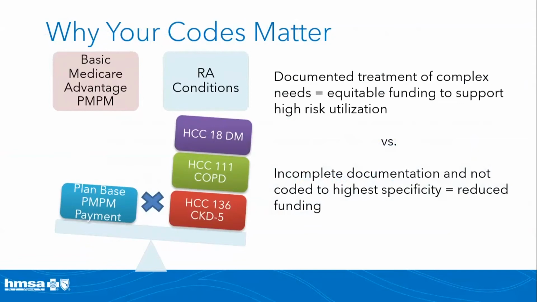The base PMPM is multiplied by the coefficient for each risk-adjusted condition. When there's proper documentation of treatment for the complex needs patient and proper coding, this results in more equitable funding to the MAO to support high-risk medical resource utilization. And then on the other end of the spectrum, when documentation and coding are incomplete and not to the highest level of specificity, this equates to reduced funding to the MAO. And this has a trickle-down effect, which eventually affects provider reimbursement.